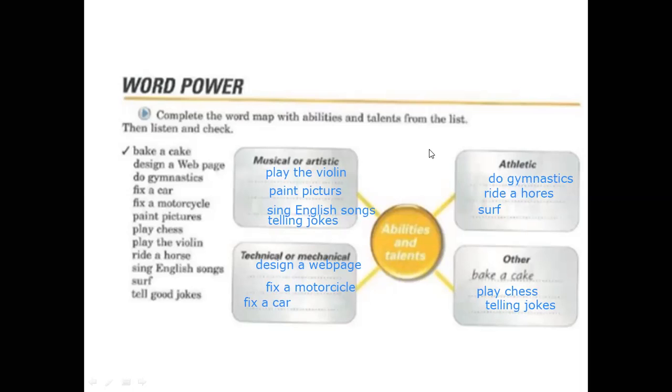So yeah, let's work in small groups. But before we work in small groups, please let me know if you have any questions about pronunciation or vocabulary. Alguien que tenga preguntas sobre pronunciación o de vocabulario. Please, anybody?